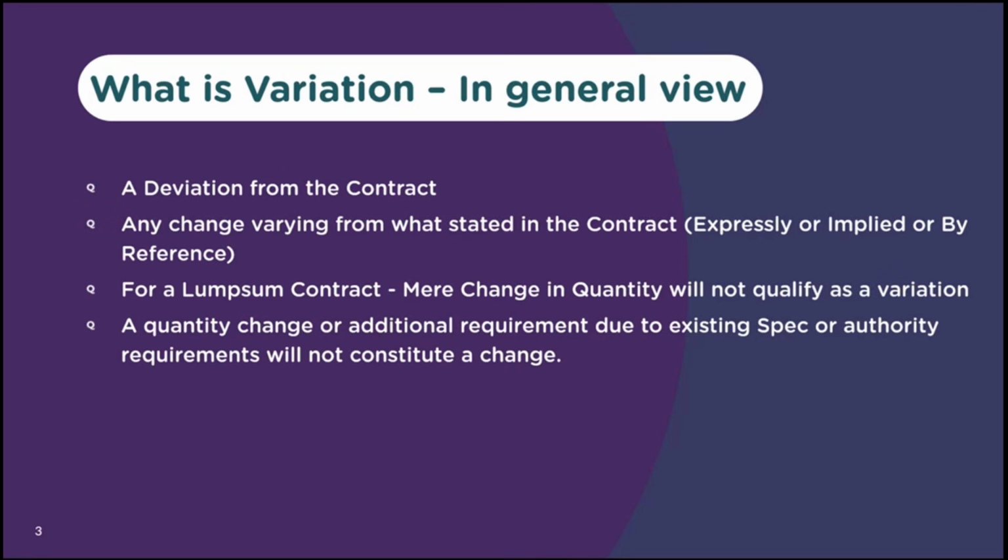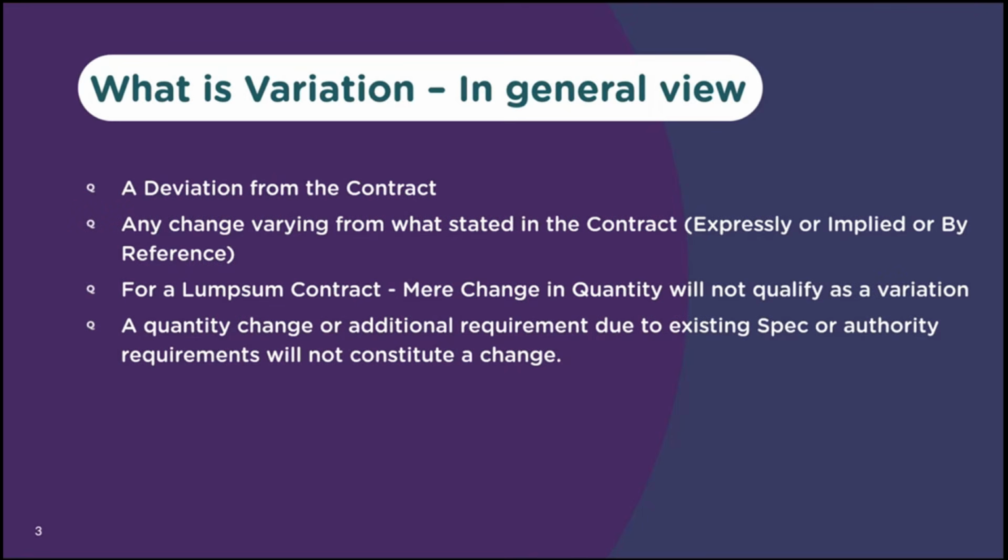Again, same example. The BOQ says 10 meters, drawings say 15 meters. At site, you install 20 meters. Lump sum contract, okay? So you may think now I install 20 meters, whereas in the drawing it is 15 meters only. But if the drawing is not changing, and the quantity is increased because of a site requirement or site coordination requirement, it's not a variation. Okay. Or a quality change or additional requirement due to an existing specification or authority requirement, it's not a change.